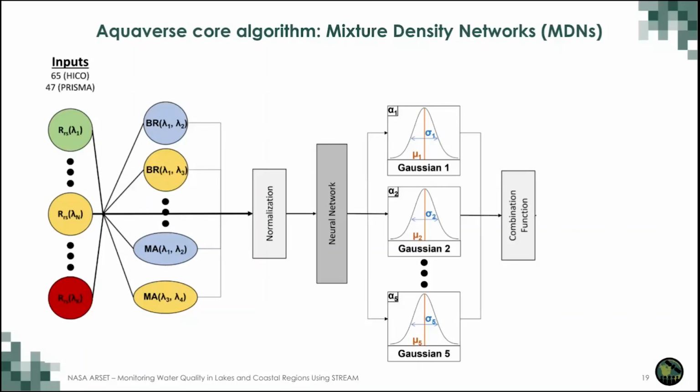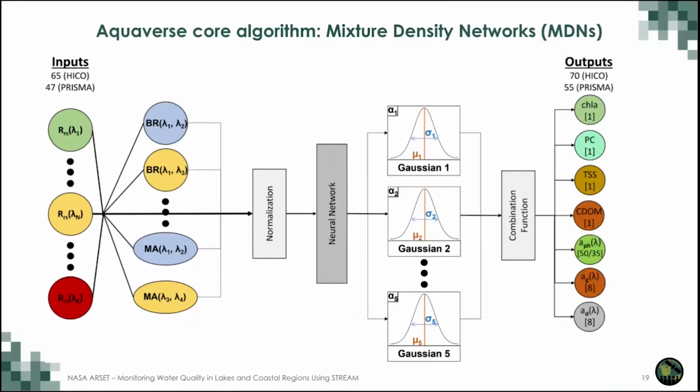These Gaussians have a mean, standard deviation, and probability associated with them. And when we use a combination function, we can select the most likely value of chlorophyll for the input ocean color signal instead of the average value, which is what typical machine learning algorithms do.